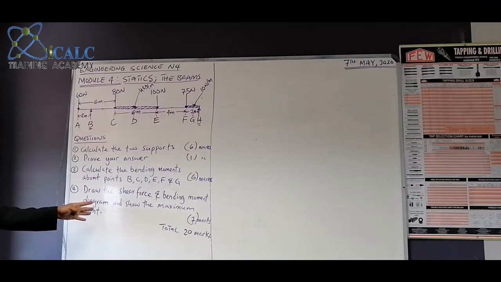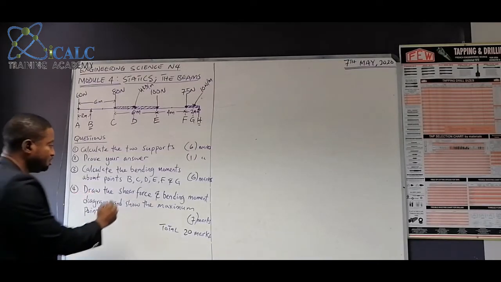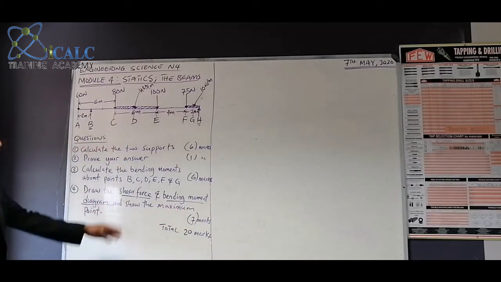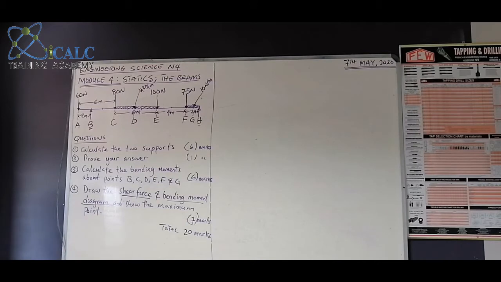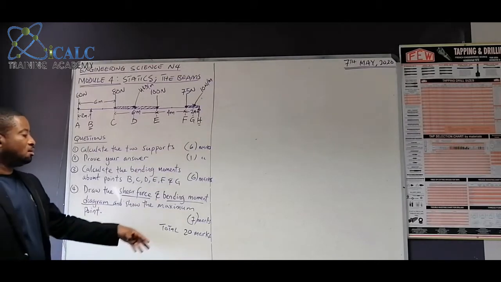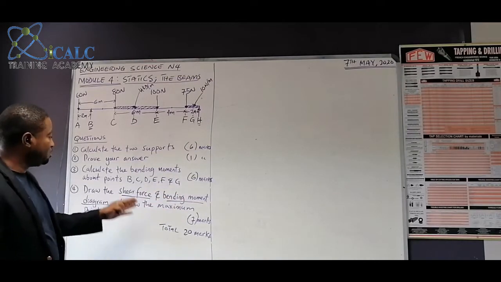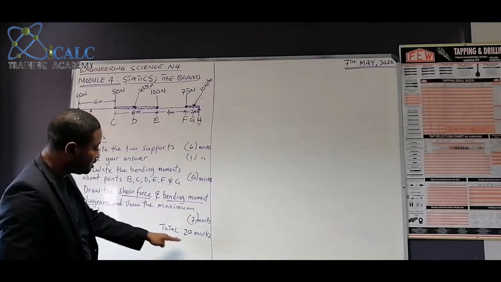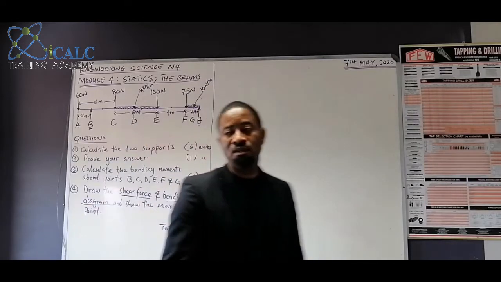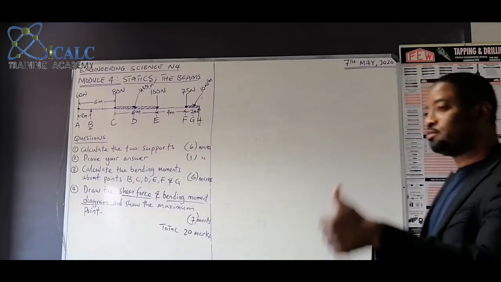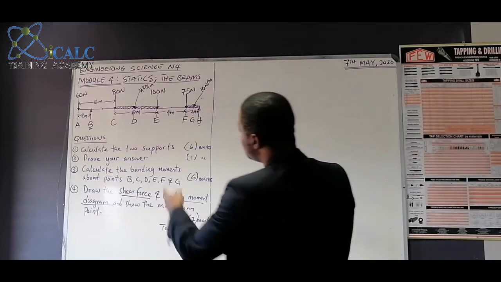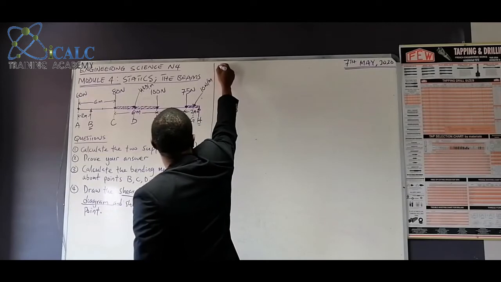And for you to draw shear force and your bending moment diagram, and also show the maximum point, whether at the bending moment or the shear force. If we make it like 2, and then that will give you 7 marks, we have 20 marks in total. So you can imagine only just from one topic you scored 20 marks. So let's quickly go on and start with number 1.